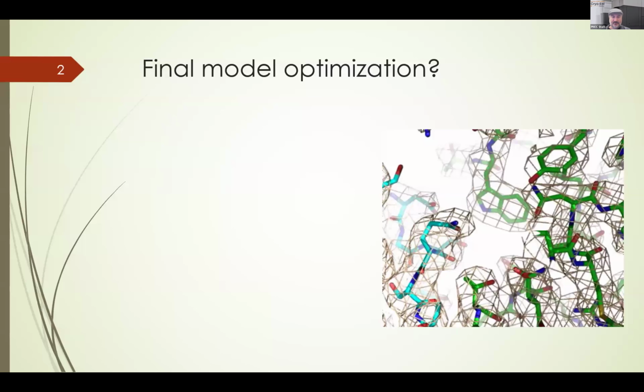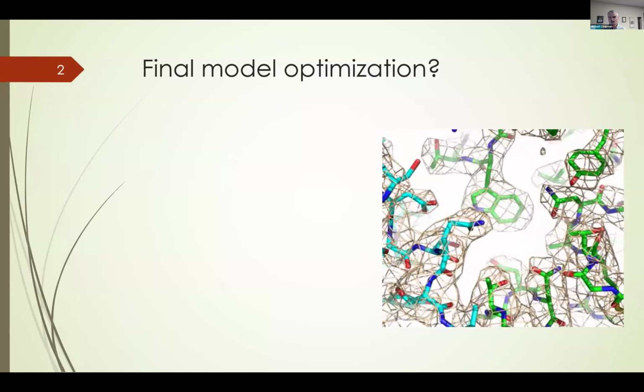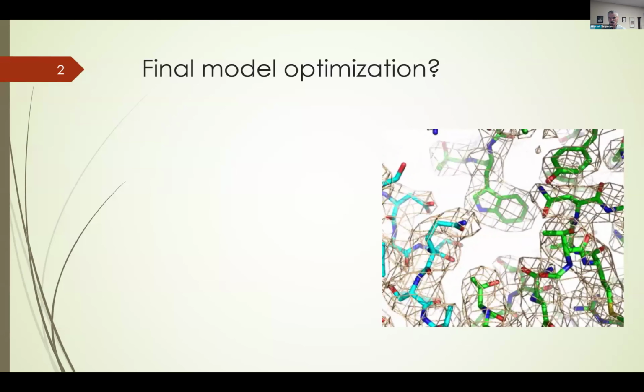Okay, so I'm going to proceed slowly, asking some questions, and slowly because I want you to be thinking a little bit about the questions and what you might be trying to do. Why are we optimizing? I would say that we're trying to improve the accuracy of our models and to jiggle the atoms a few tenths of an angstrom.